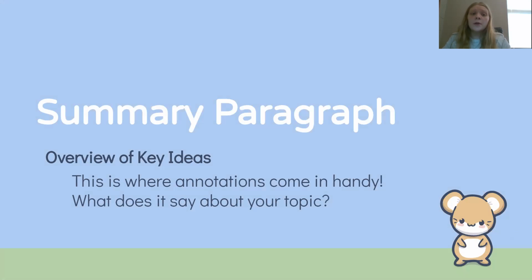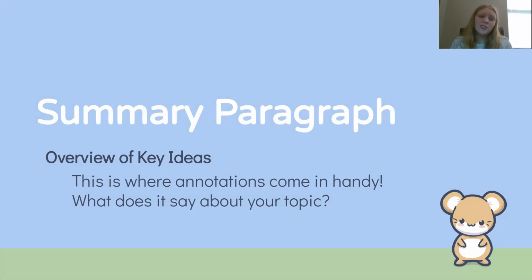So the summary paragraph is the second piece of your annotated bibliography. The first piece you've already done because you found your source and you cited it, whether the website cited it for you or you cited it. Your citation is done. That's piece 1. The second piece is a paragraph summary of the source, whether that's an article or a video or a podcast, whatever it is you decided you wanted to cite.